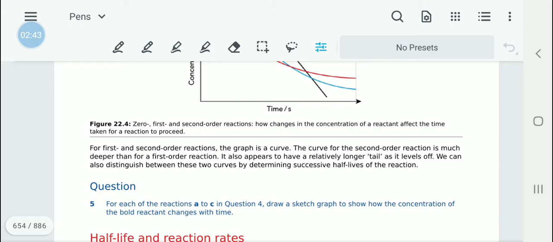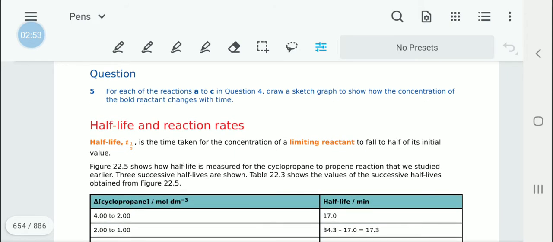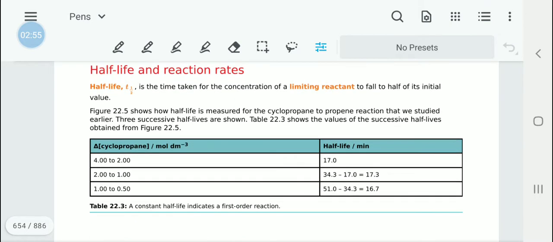Between the first and the second order reactions, we can distinguish by using half-lives of the reaction. Please do question number 5, and after you have completed it, we can go to half-life and reaction rates. So half-life, that is T half, is the time taken for the concentration of a limiting reactant to fall to half its initial value.